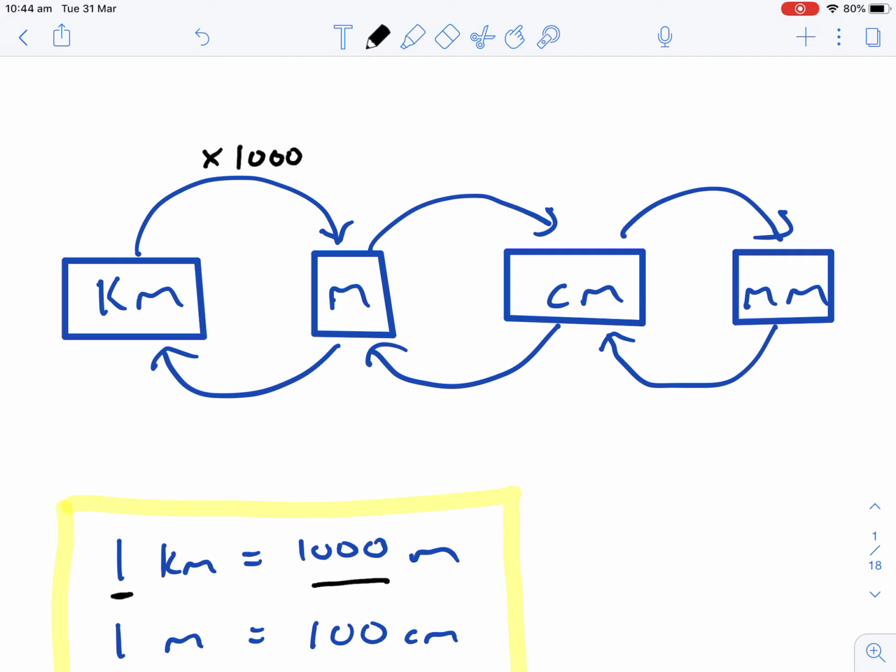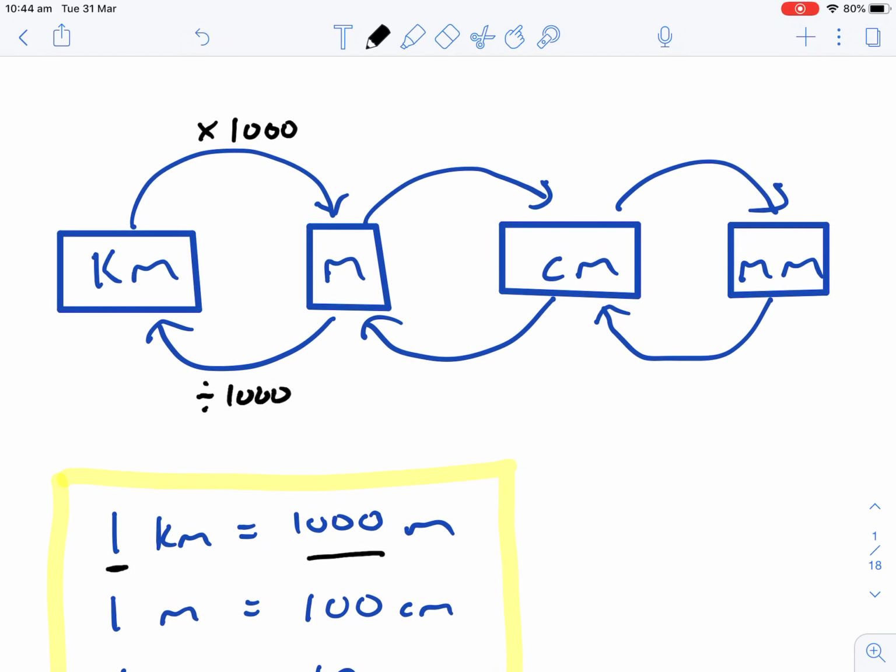If I was doing the reverse, if I started from metres and I'm going to kilometres, then I know the number's going to get smaller. If I had just the 1 kilometre, then I'm going to start with 1,000 metres, and that number's going to reduce down to a 1. So it's going to get smaller. So therefore, I'm going to be dividing when I go backwards by that 1,000.